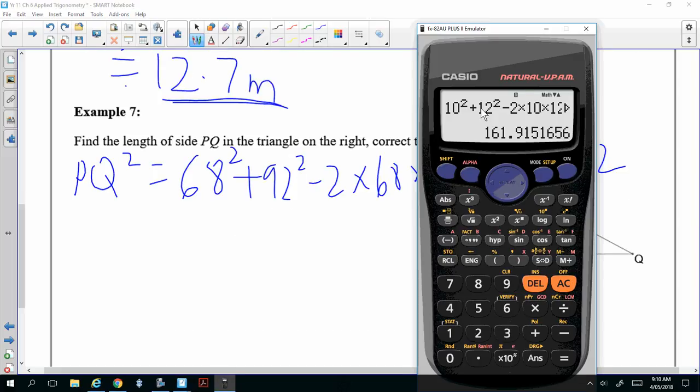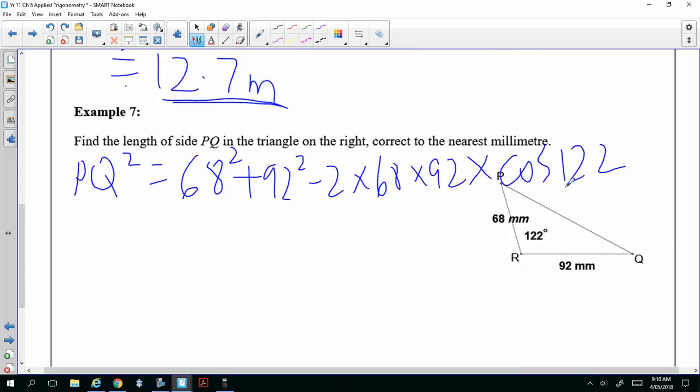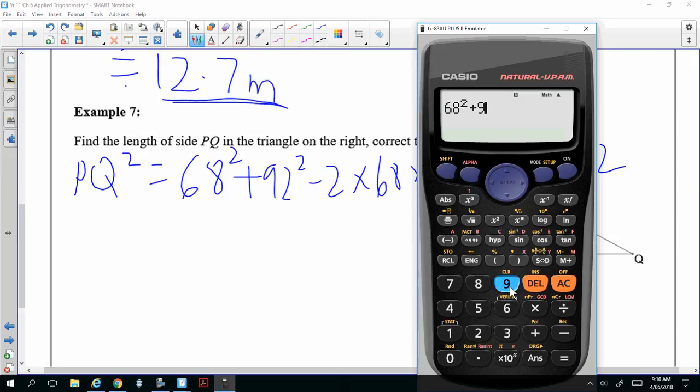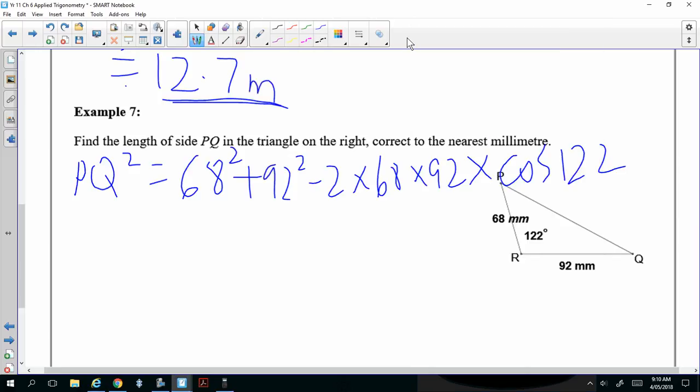Wrong angle. 122, right? 122. Sorry, my writing's not very clear. All right, let's try that. 68 squared plus 92 squared minus 2 times 68 times 92 times cos 122 equals, gives you this answer, 19718 dot dot dot.